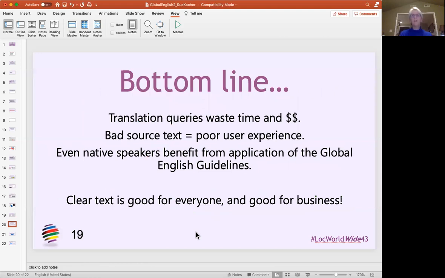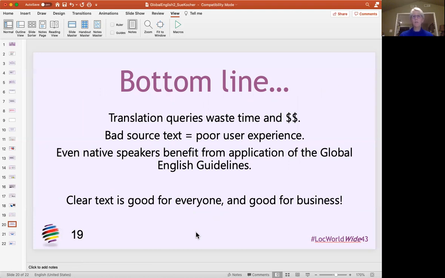The bottom line to all this is translation queries, asking them, waiting for an answer, guessing at an answer if they don't get a response, that costs time and money, and it also can cause a very poor user experience because bad source text means a bad user experience. And as I continually point out to people, I got into this through working with my colleagues in localization because the business case there was clear.